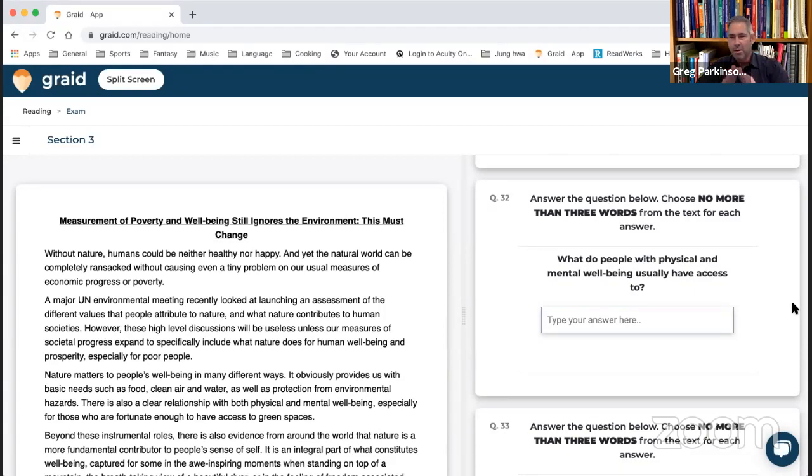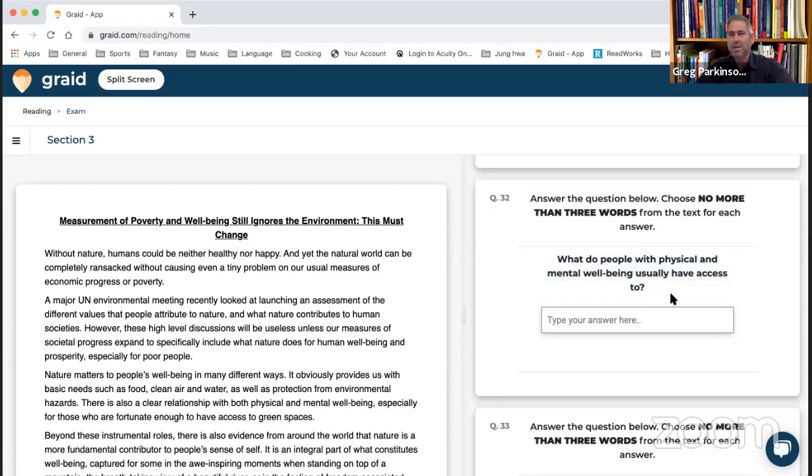So essentially what you could do is try question 32, and if the answer is right down the bottom of the reading text, then obviously that's not going to be in sequence. So let's try it though, right? So here we're just going to jump straight into the question. What do people with physical and mental well-being usually have access to, right?